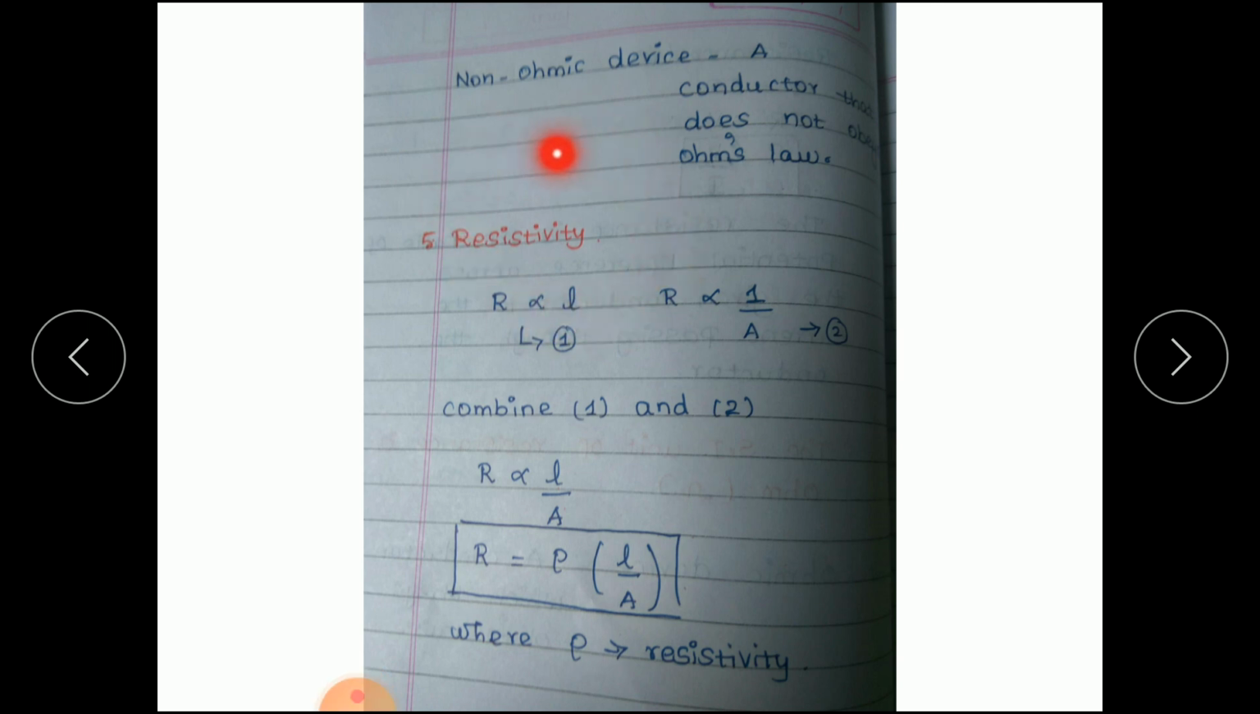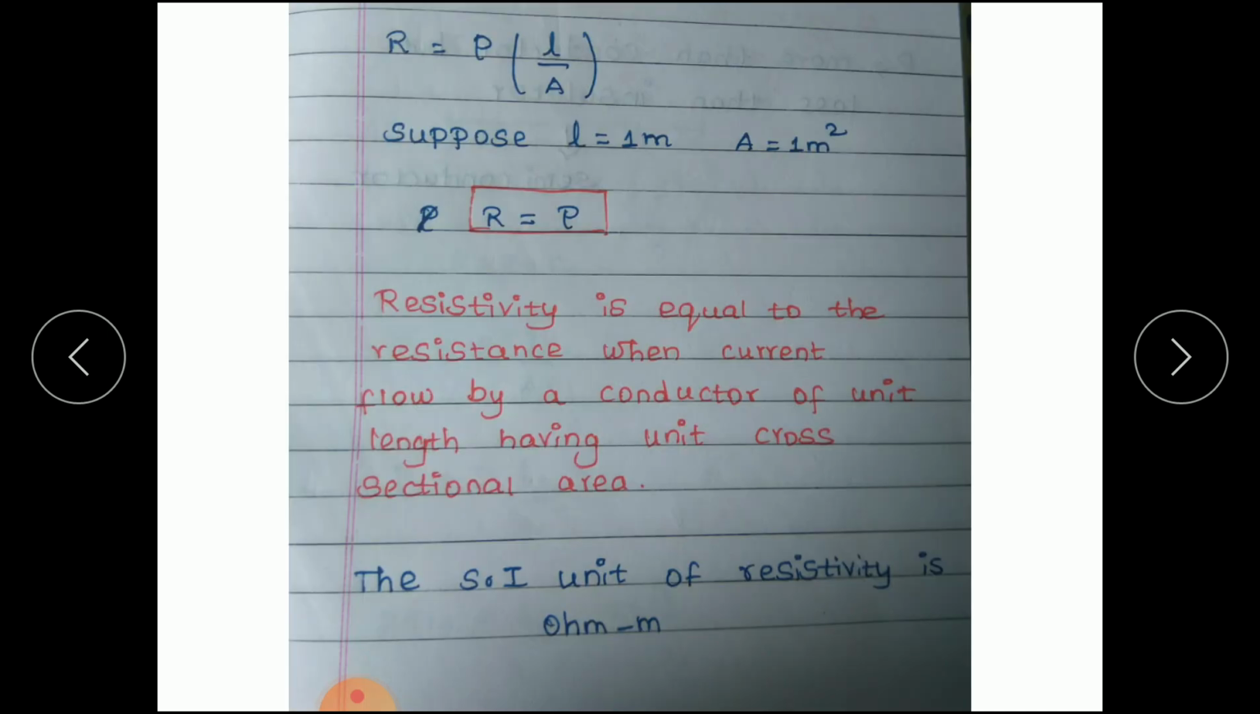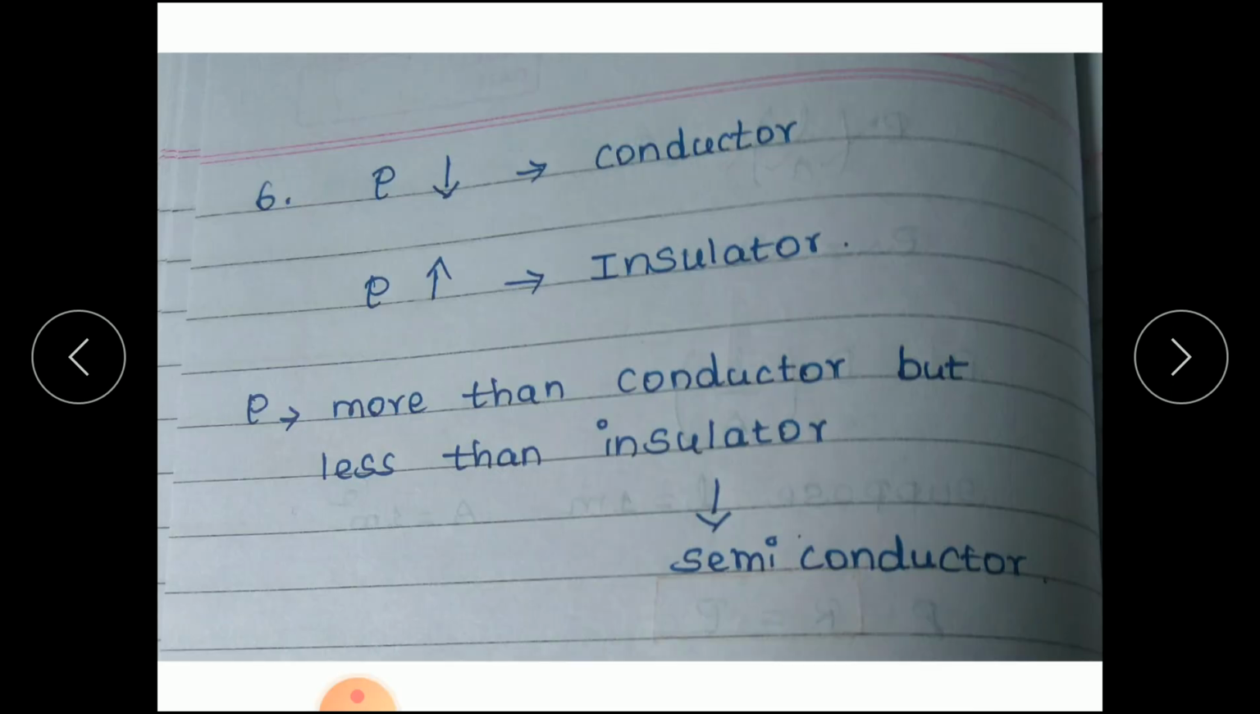Then resistance is equal to rho into L by A, that is, resistance is directly proportional to the length of the conductor and inversely proportional to the cross sectional area. And we define the resistivity as equal to resistance when both the length and the cross sectional area are equal to 1. Okay, then the SI unit of resistivity is ohm meter.